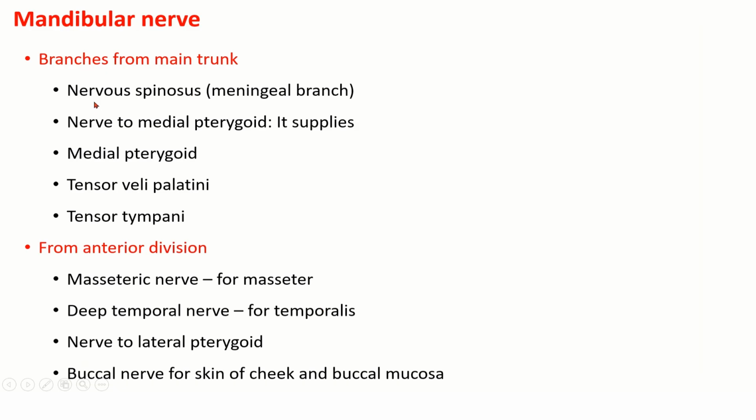So the branches from the main trunk: nervus spinosus, which is a meningeal branch, then the nerve to medial pterygoid, which supplies the medial pterygoid, tensor veli palatini and tensor tympani. From the anterior division: the masseteric nerve for masseter, deep temporal nerve for temporalis, nerve to lateral pterygoid, and buccal nerve for the skin of the cheek and buccal mucosa.